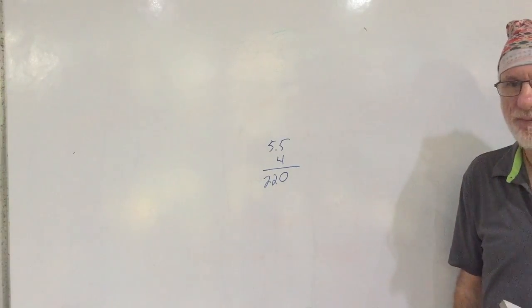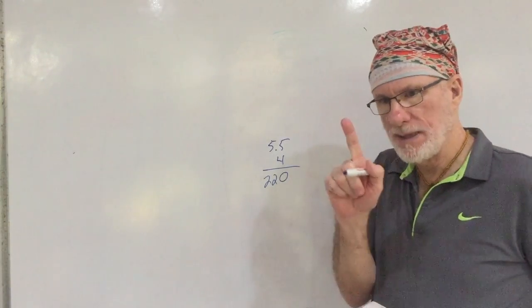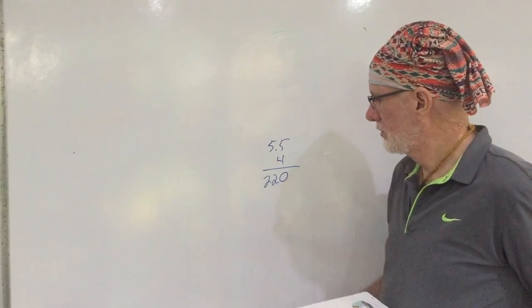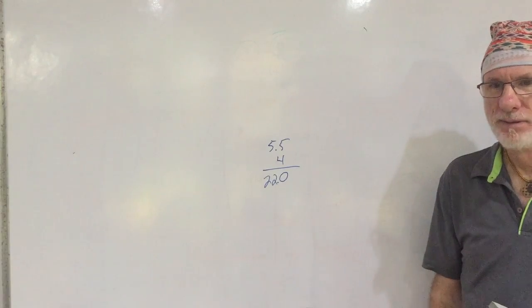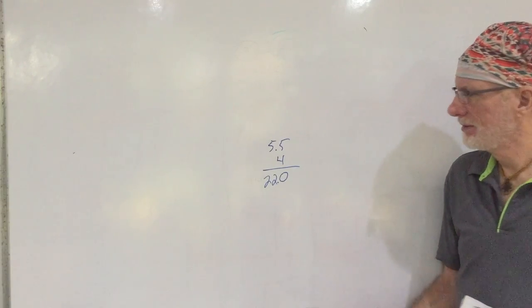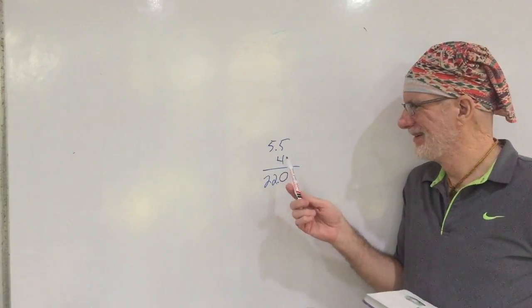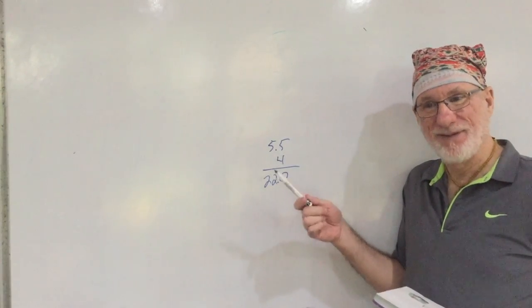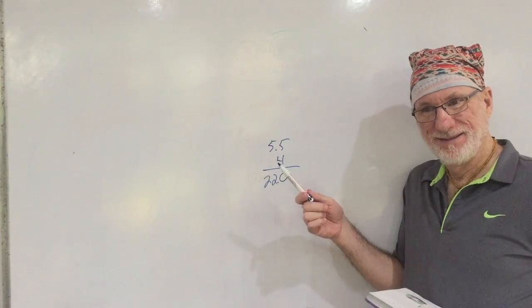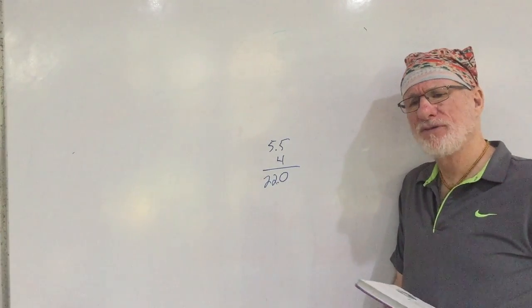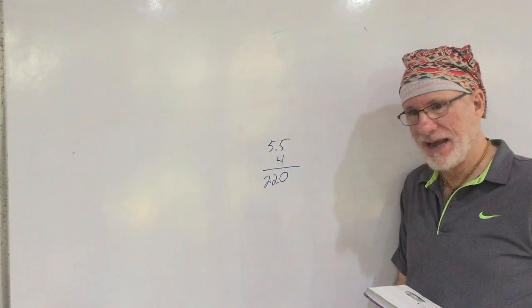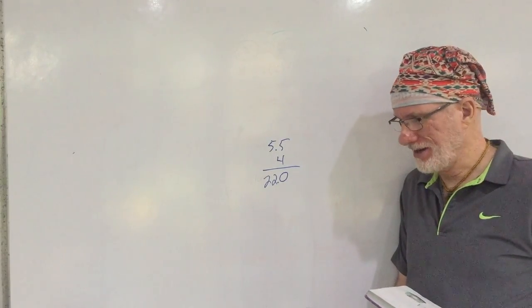Now what's the answer? 2.2. No, it's one decimal place. 20.5. So 5.5 and 5.5 is 11, right? 5.5 plus 5.5 is not 11? Oh, it is, yeah. Okay, good.